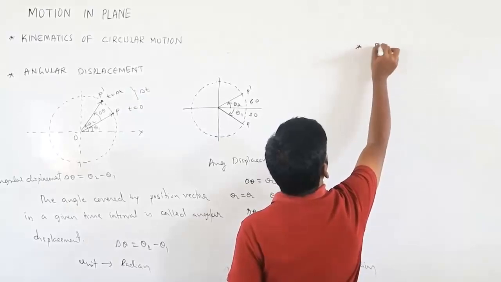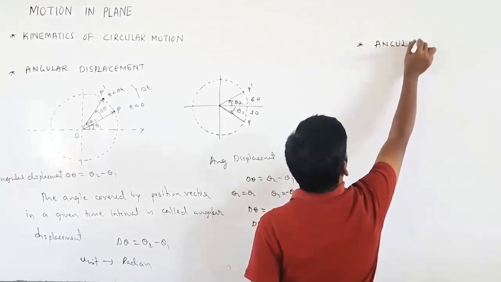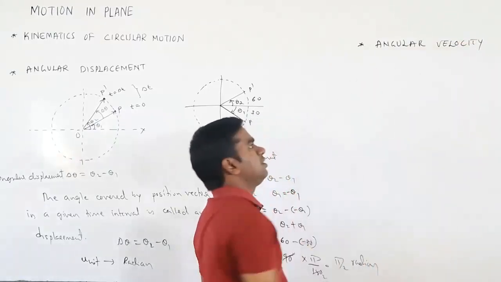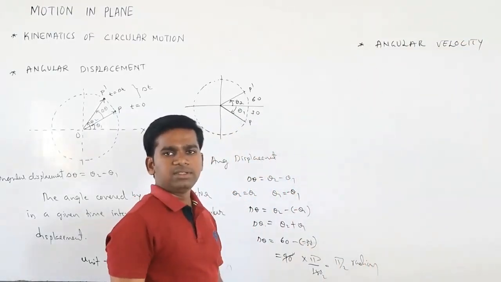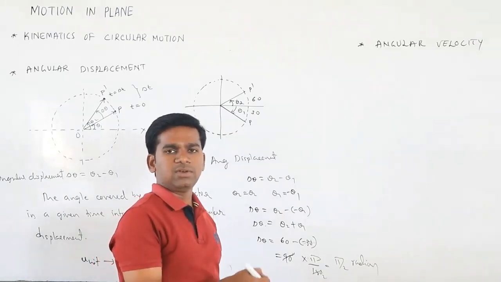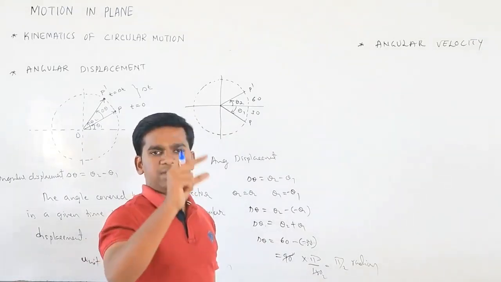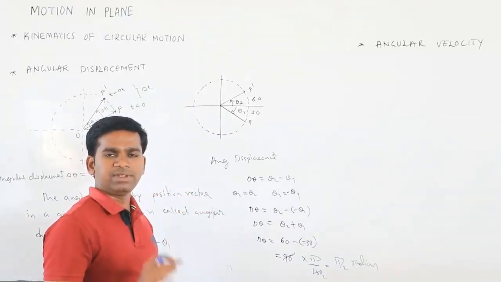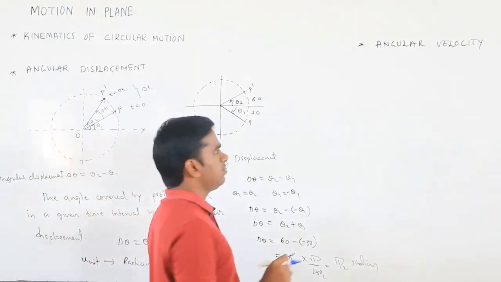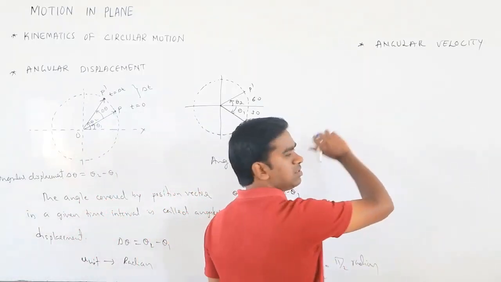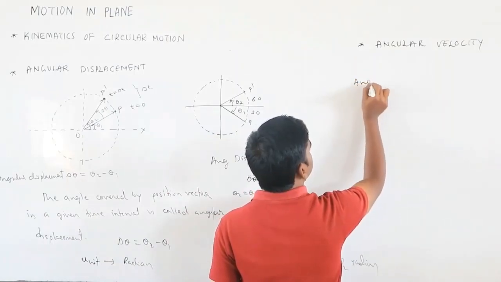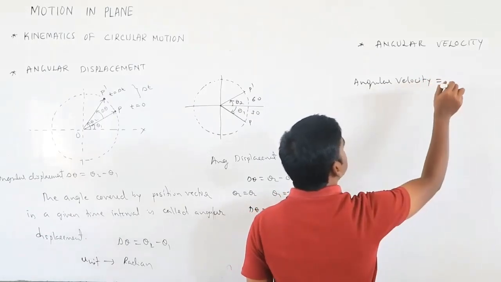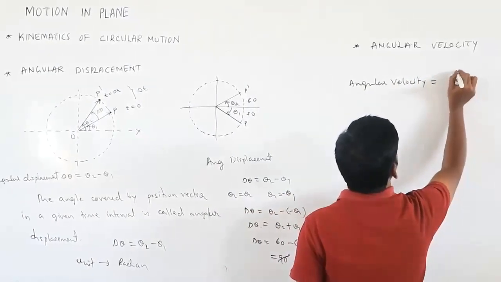Once you know the angular displacement, let me move to angular velocity. What do you mean by angular velocity? In linear motion, velocity is the total displacement in a given interval of time. Similarly here, angular velocity is the total angular displacement.